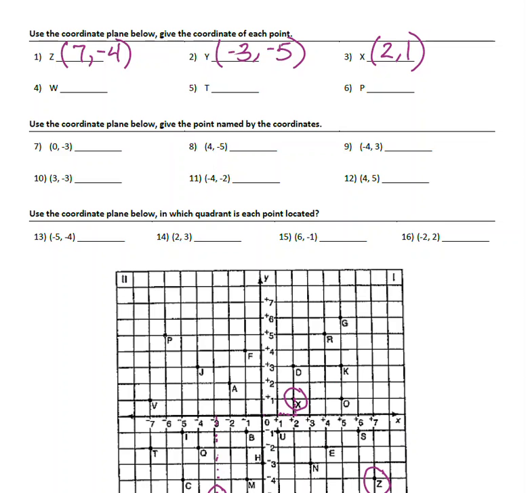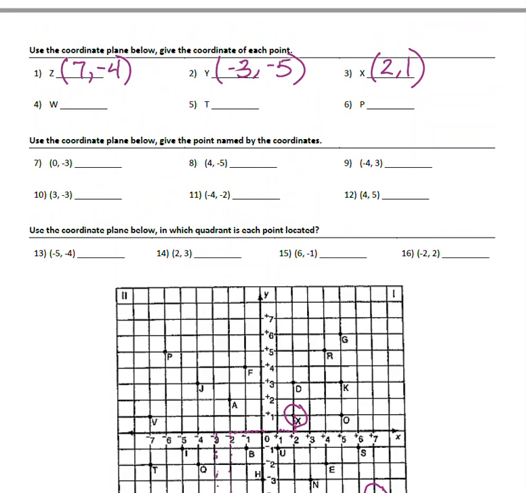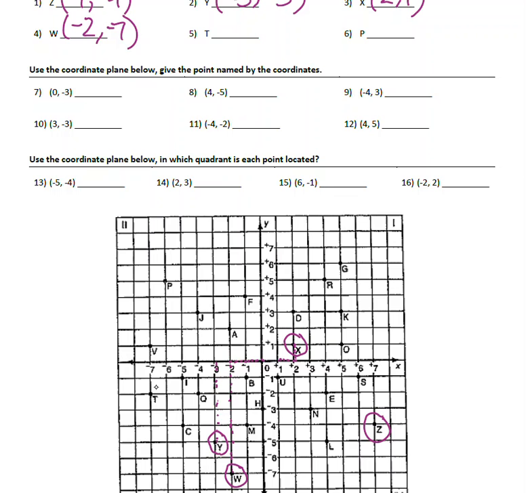W is right here. I'm going to start in the middle. I have to go over to -2 and then down to -7. So -2, -7. T is right here. So for T, I start in the middle. I go over to -7, down to -2. So that would be -7, -2.